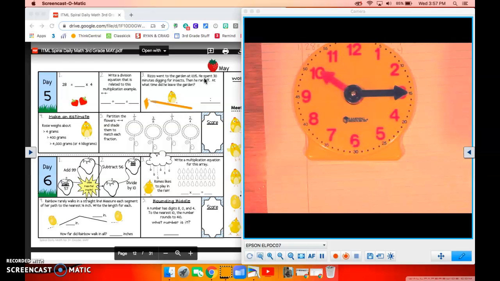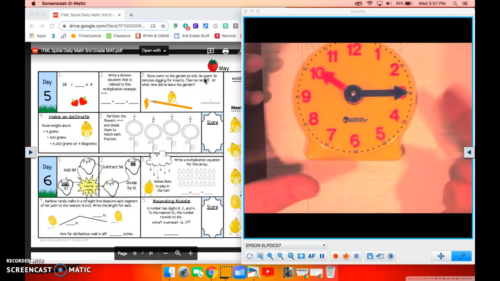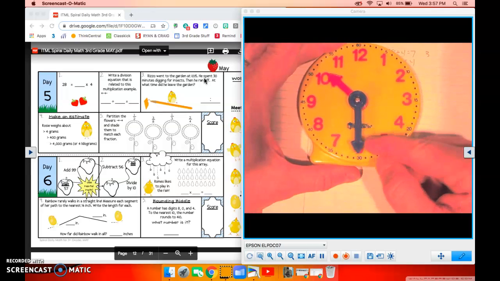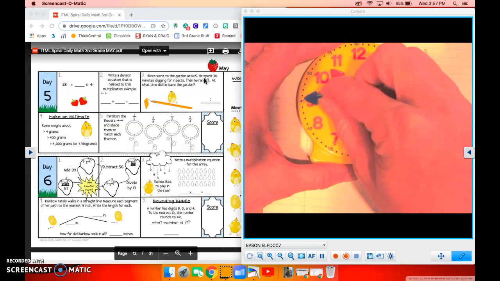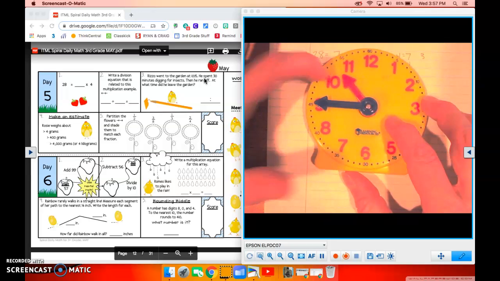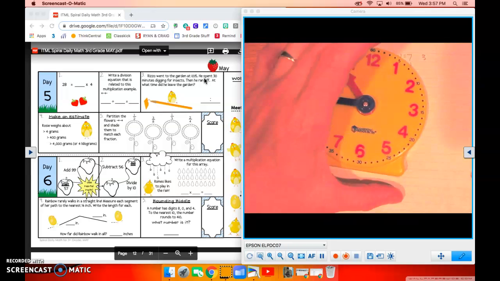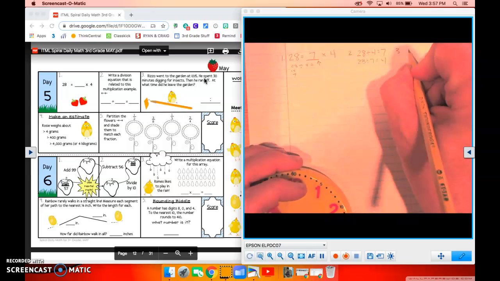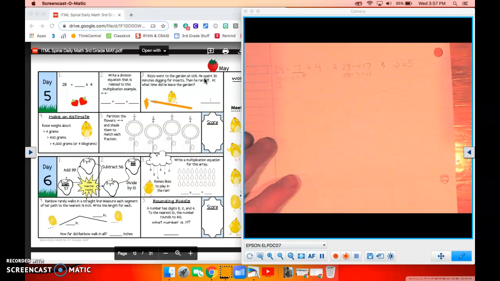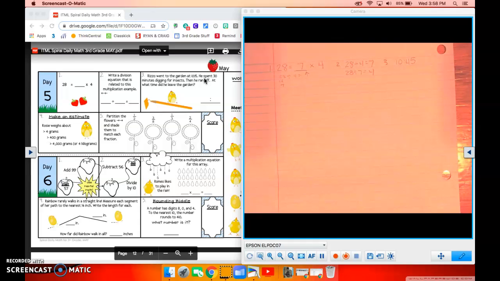And he went to the garden at 10:15, and then he spent 30 minutes digging, and then he ran off. So what time did he leave? We got to count 30 minutes. So there's 5, 10, 15, 20, 25, 30. So what time is that? Let's see. 10:45. Very good. 10:45.